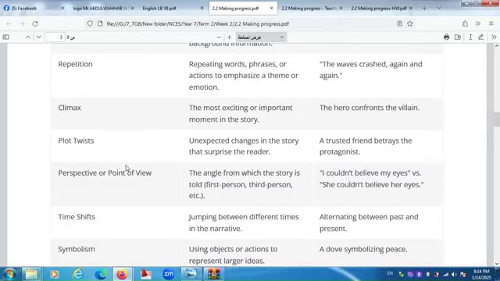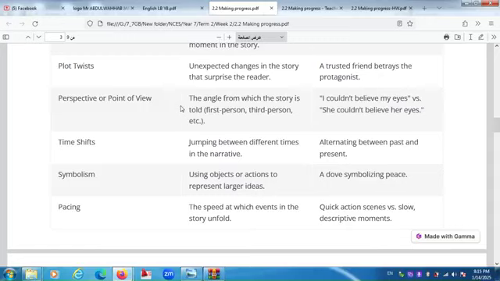Plot twists. Very important structural feature and it will engage the reader because not all of your story should be positive. Not all of your story should be negative. You have to make a turn out or a turn in. An unexpected change in the story that surprises the reader. By the way, the plot twist, the unexpected scene, could happen in the beginning or in the middle or in the end. So, example, a trusted friend betrays the protagonist.